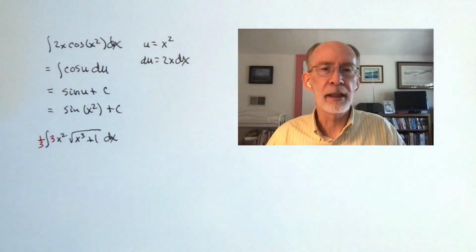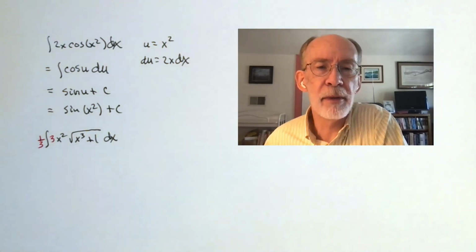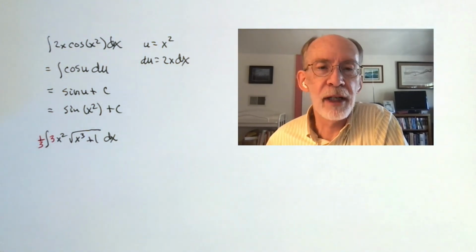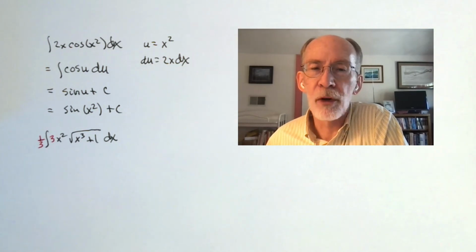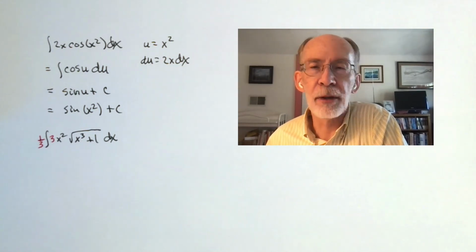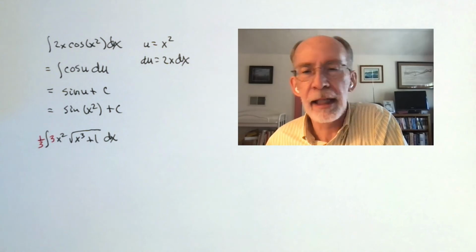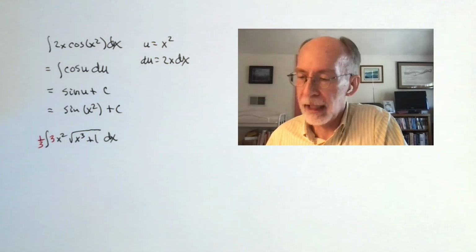We can insert a constant factor of 3. We just have to also insert a constant factor of 1/3 to make it up. And of course, constant factors can be pulled in and out of integral signs. So the 3 that I need, I'll put on the inside. The 1/3 that pays for it, I'll put on the outside.